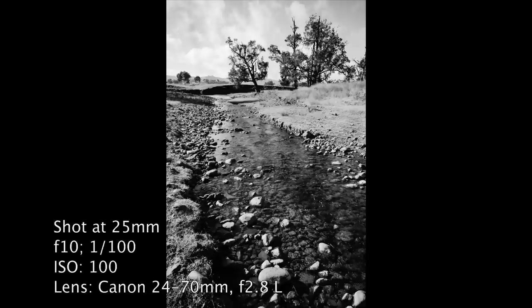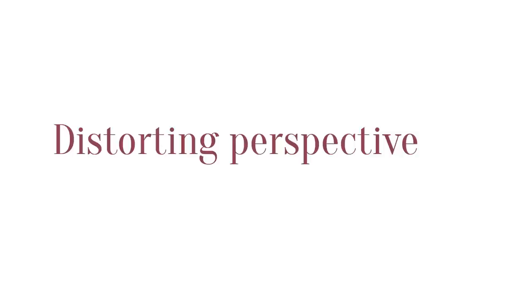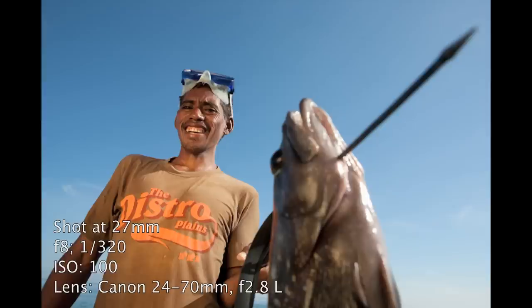By now, it's pretty clear what a wide-angle lens does. It distorts perspective. Anything far from the camera becomes small, anything close to the camera becomes big. That's not always what you're after as a photographer. Sometimes you want to do the opposite. You want to compress the scene. You want things that are further away to appear closer. And that's when you'll use a long lens.